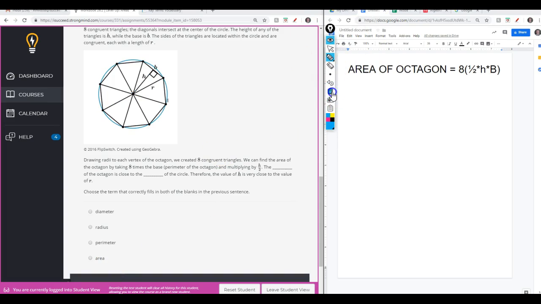Now the area is closer than I would say the perimeter is, because it's only missing these little pieces right here between the octagon's area and the circle's area. There's only this much of a difference. So the area of the octagon is really close to the area of the circle, so the value of h is very close to the value of r. And we kind of knew that by the context clue that h is really close to the edge. It's just missing by a little. So that's how I would go through and use context clues to break apart what this was saying and how to answer it.